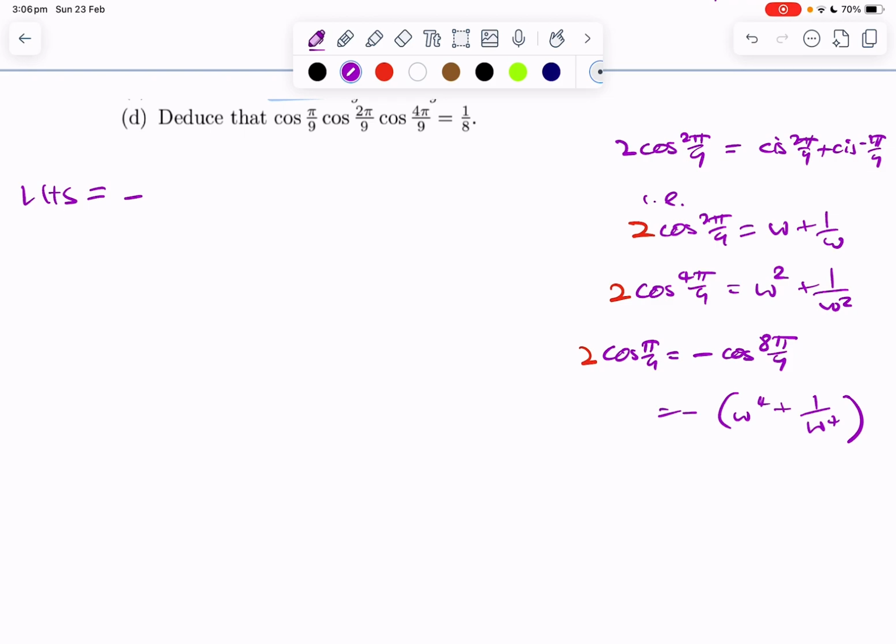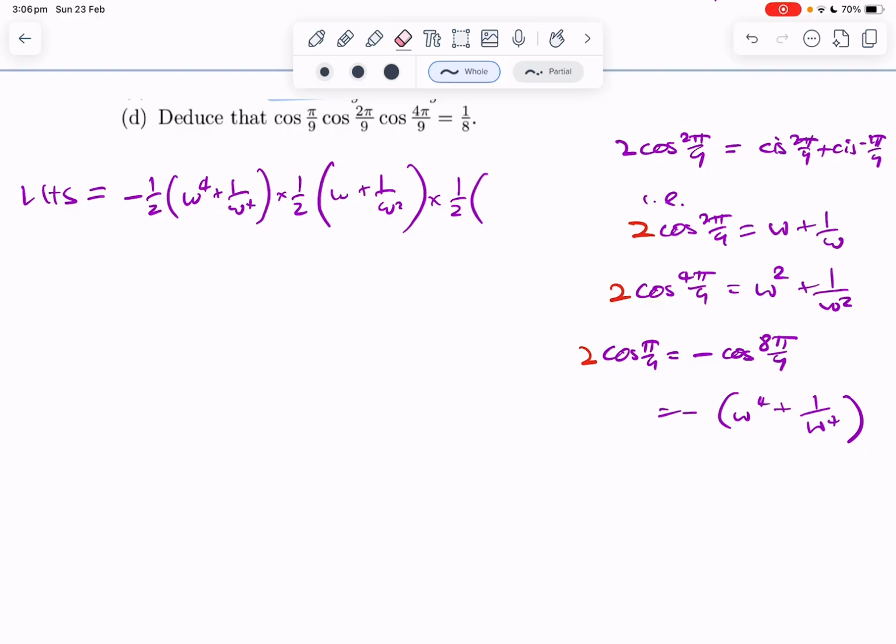So we're at negative a half of omega to the 4th plus 1 on omega to the 4th, times a half of omega squared plus 1 on omega squared, times a half of, that one was omega and omega, yeah? Omega plus 1 on omega. This one here is omega squared plus 1 on omega squared. And so then we're left with negative an eighth, and it seems like we're getting somewhere close to what we're after.